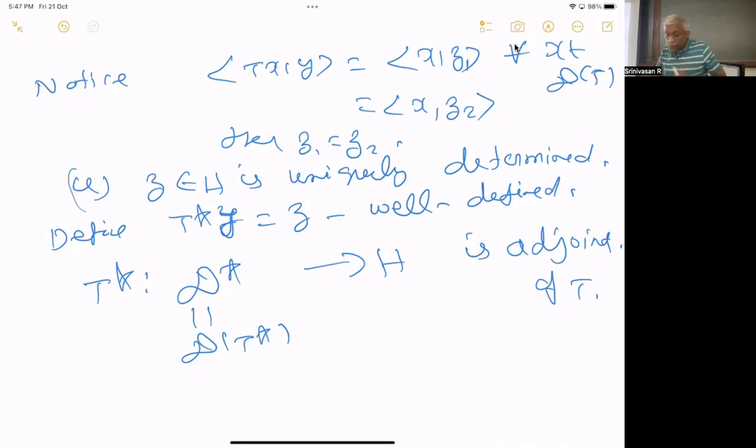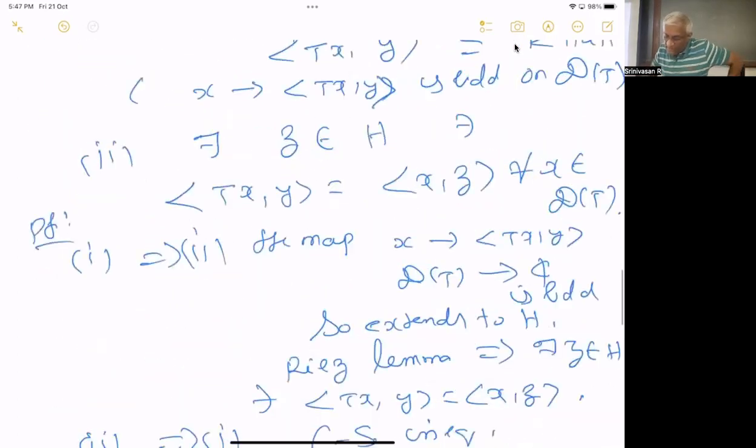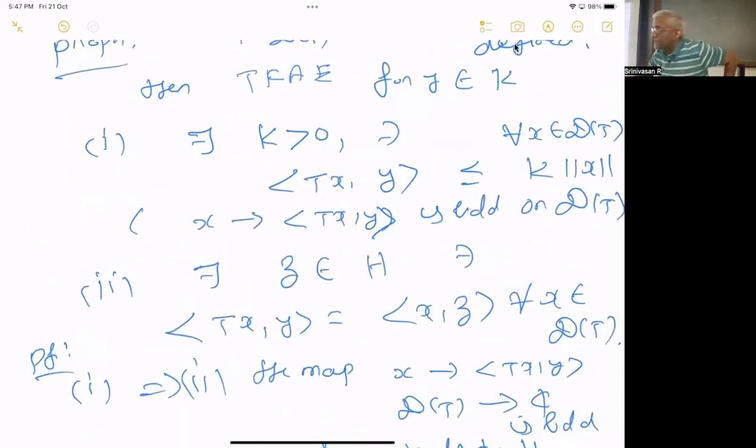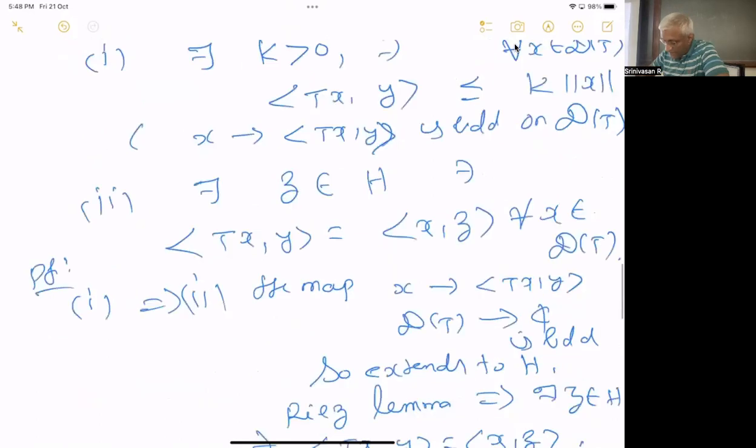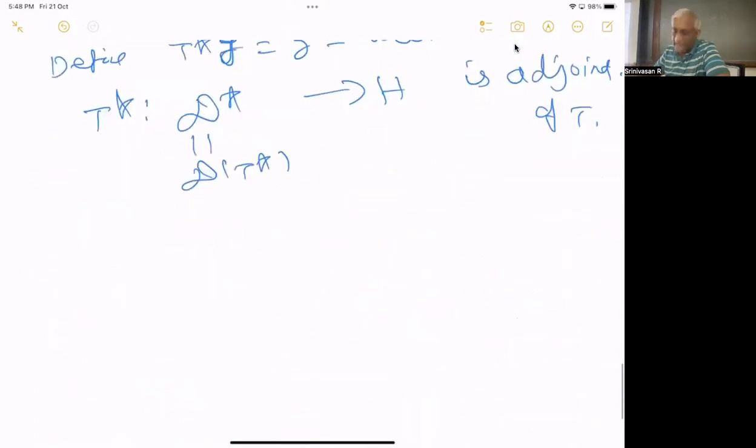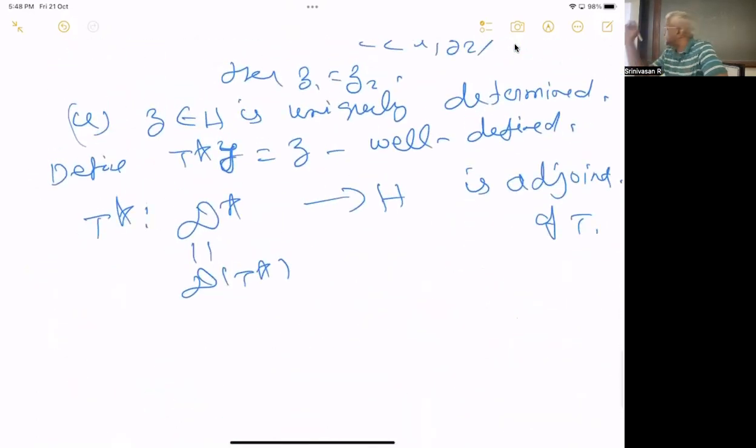So T star is all those Y which satisfy this condition, which give rise to a bounded operator. X going to Tx, y is a bounded operator. You take the collection of all those Y's. That is D star. So for that, there will exist a Z like this. So you define T star of Y equal to Z. That is the definition of T star. T star is defined on some D star, which is contained in K. So given a T from H to K, there exists a T star from K to H, which satisfies this.